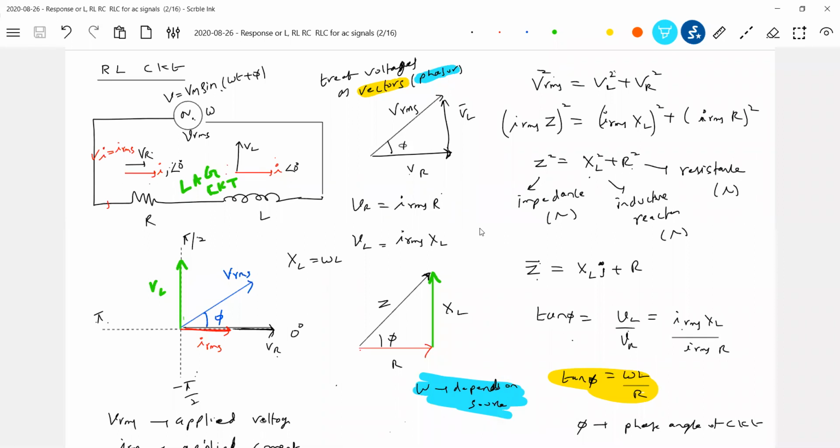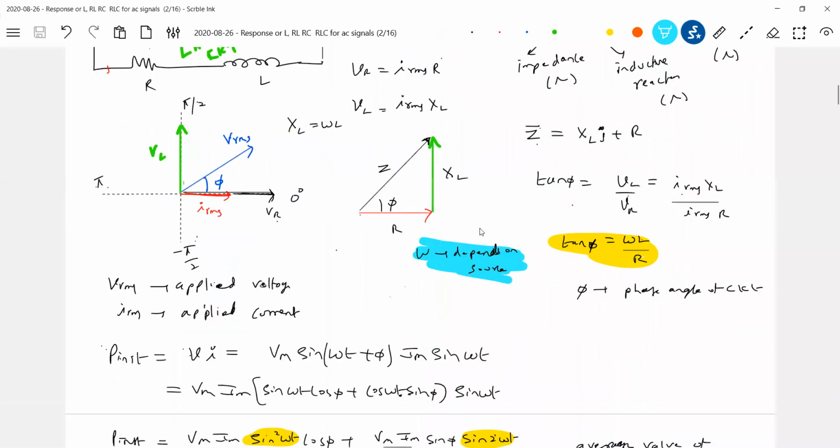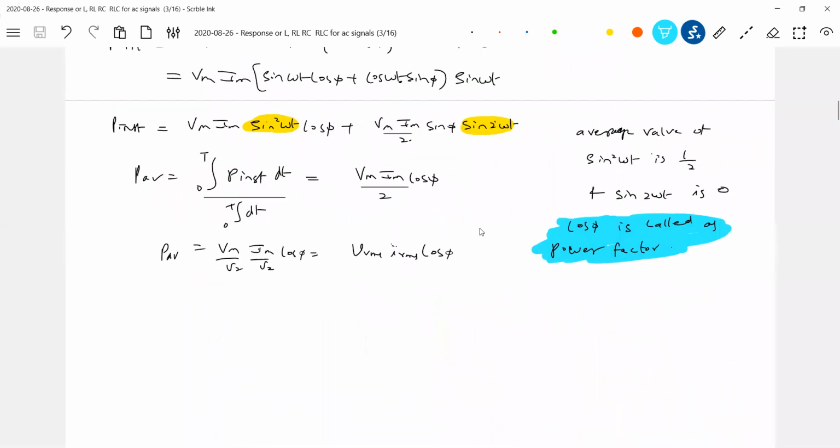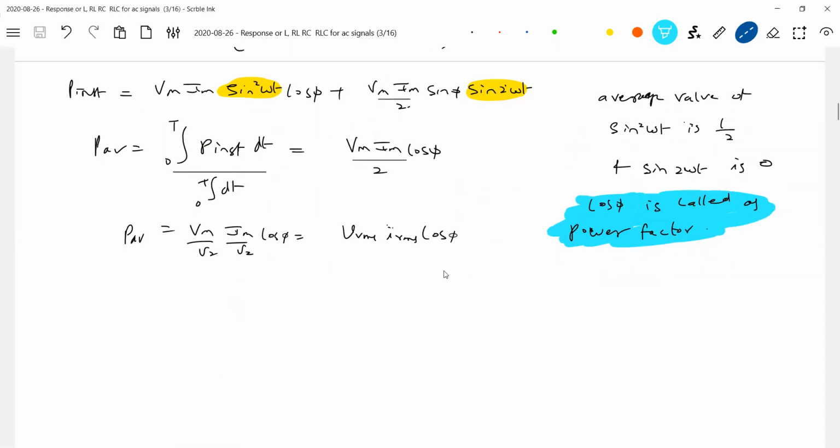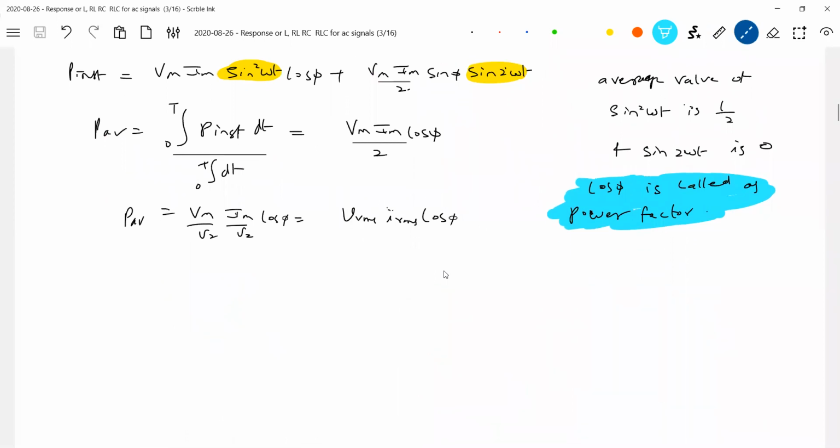Though varying current and varying voltage are there, we'll express everything in terms of VRMS. That's what we concluded in the beginning. Okay, I got this one. So let's go back again to that triangle. And now I'm introducing some regarding power. So let's plot that circuit.